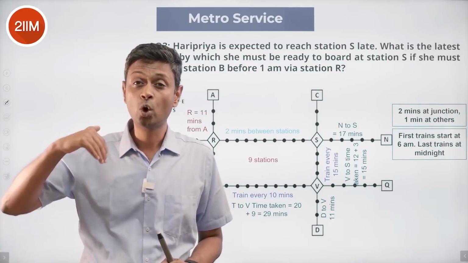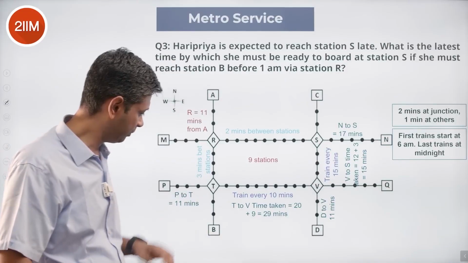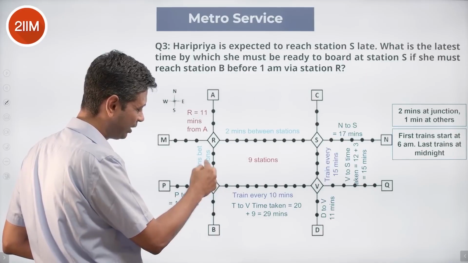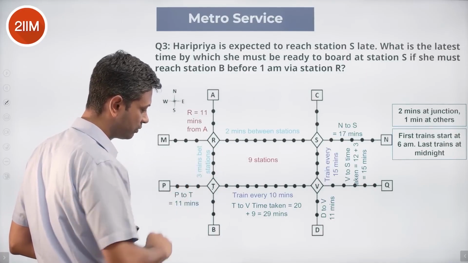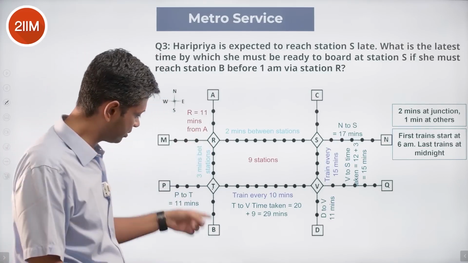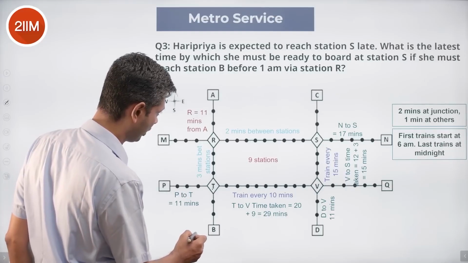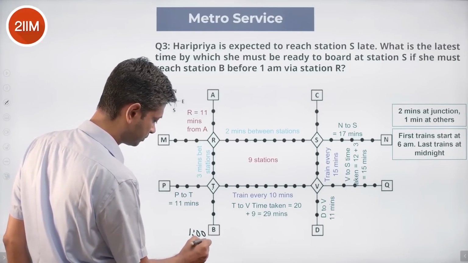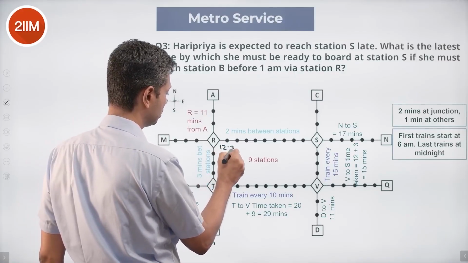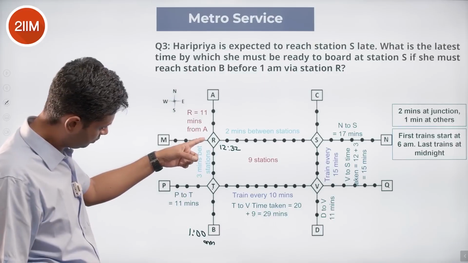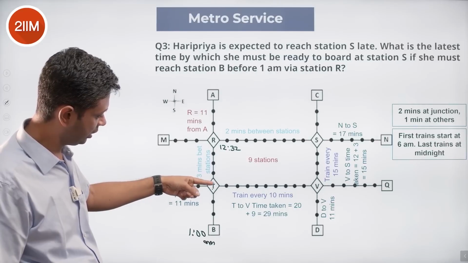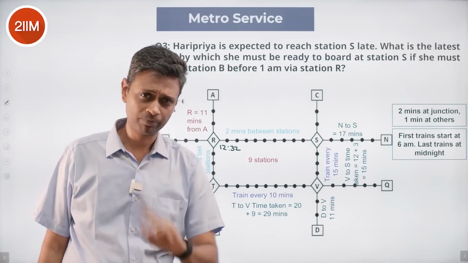This question is basically saying work backwards, right? This is 1 a.m. I know this stretch is 11 minutes. This stretch is 15 minutes. 11 plus 15, 26 plus 2 minutes waiting time here, 28 minutes. From the moment I'm at R, 28 minutes I can reach here. And so if I want to reach here by 1 a.m., I need to be at R by 12:32. I need to board by 12:32 because 15 minutes of travel plus 2 plus 11, 28, I'll reach by 1 sharp.